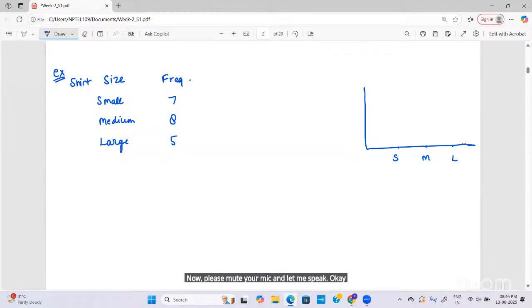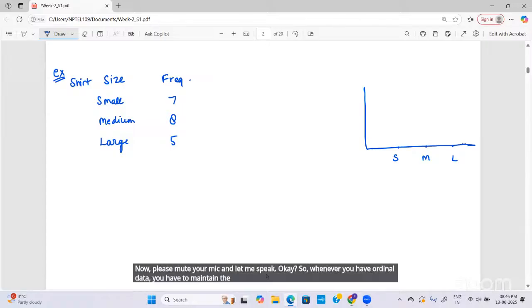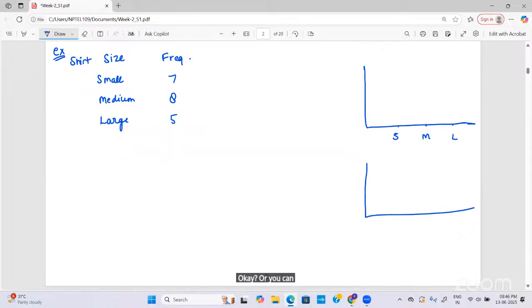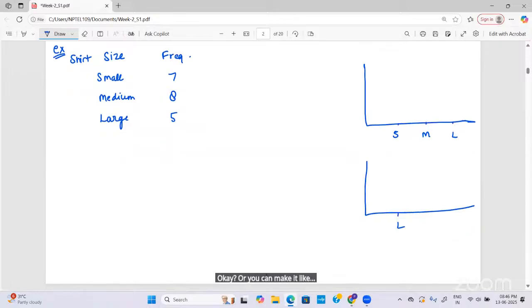Okay, so whenever you have ordinal data, you have to maintain the order here. So here you can represent it as small, medium, large, or you can make it like large. Can you please mute your mic?